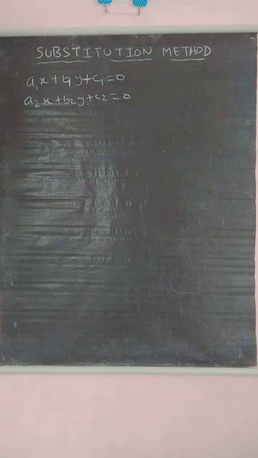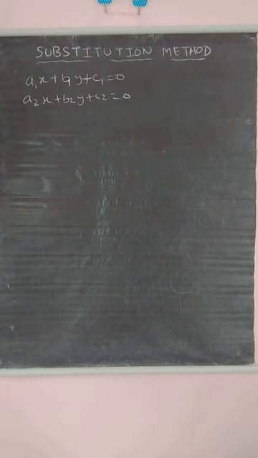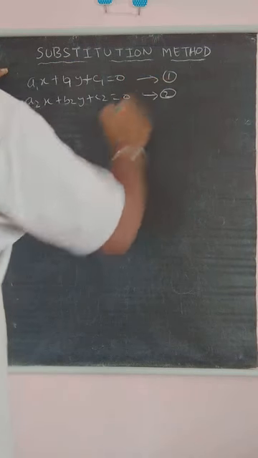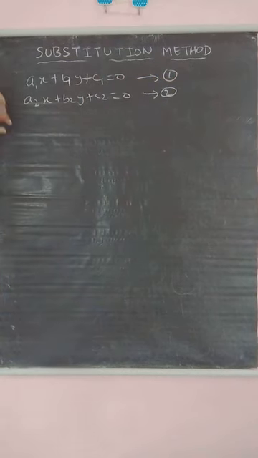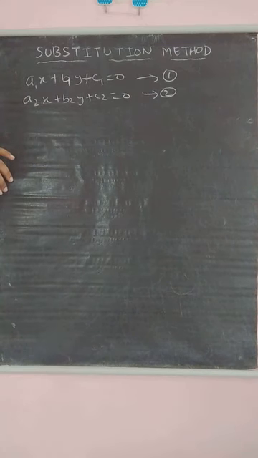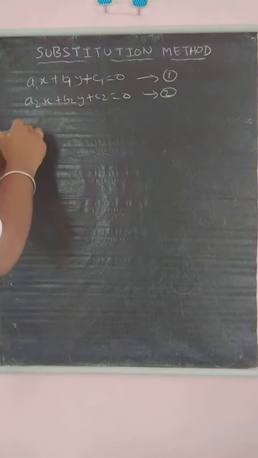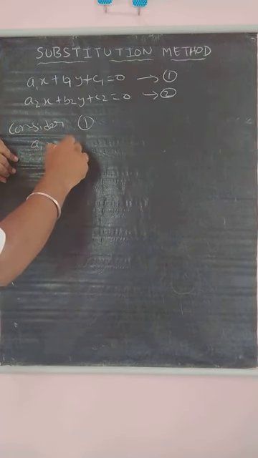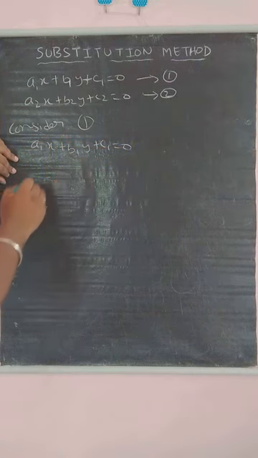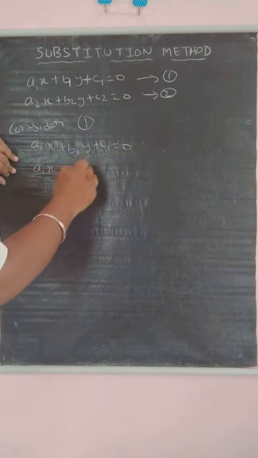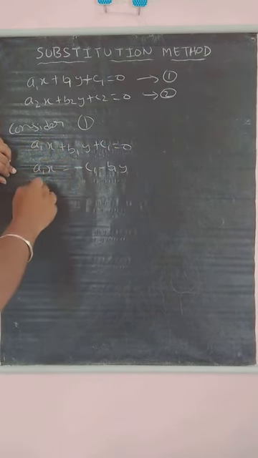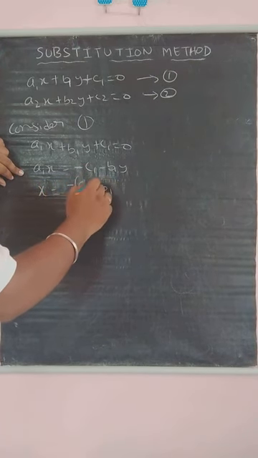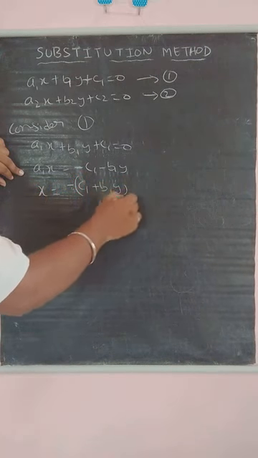equals 0. Suppose these two are the pair of linear equations, then we can consider these equations as 1 and 2. So in this, consider any one equation and make any one variable the subject. Suppose consider 1. So a1x plus b1y plus c1 equals 0. Suppose a1x equals minus c1 minus b1y, x equals minus c1 plus b1y by a1.